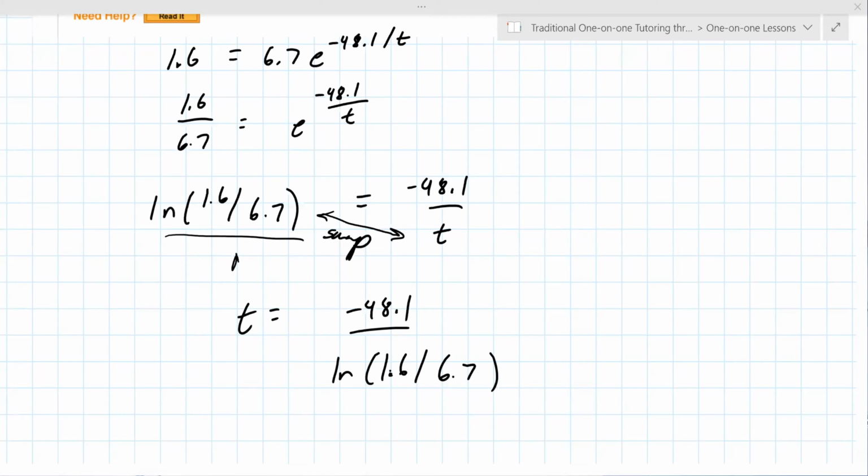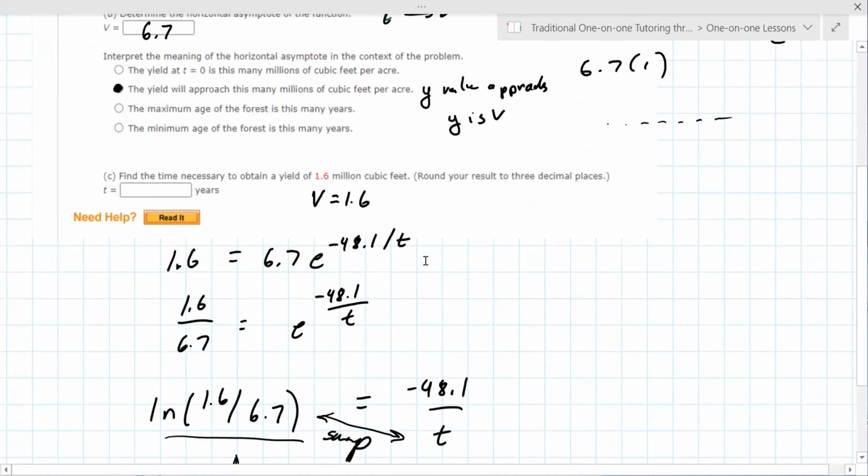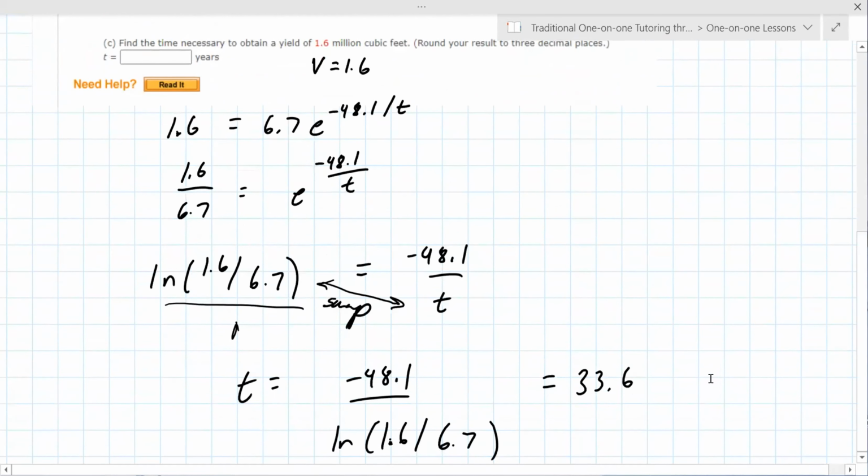You can also graph this and find the intersection. So I get 33.6. I don't know, what did it say to round to? 3 decimal places. That's not going to be right. 33.587. So that's your answer there for part C.